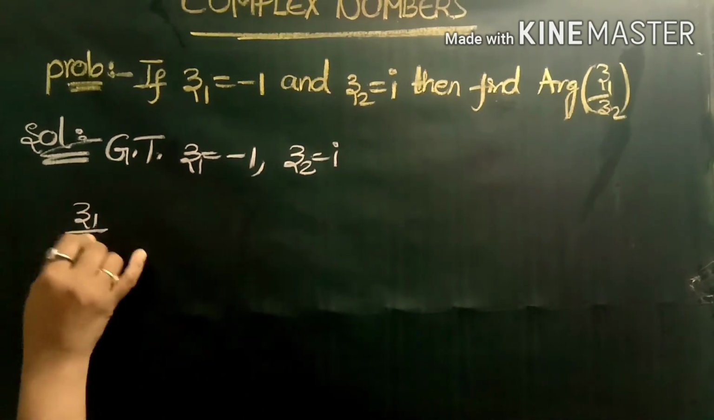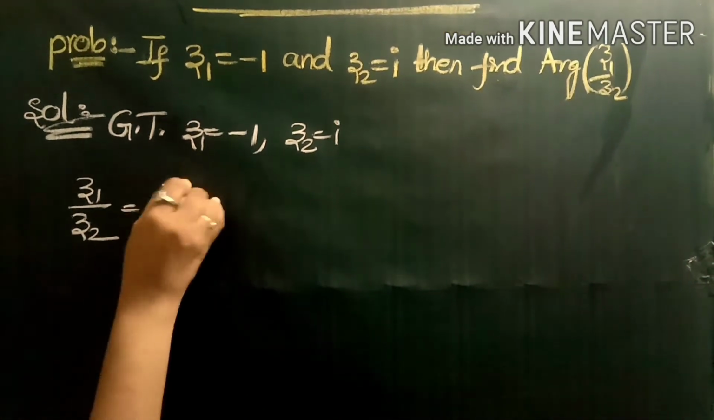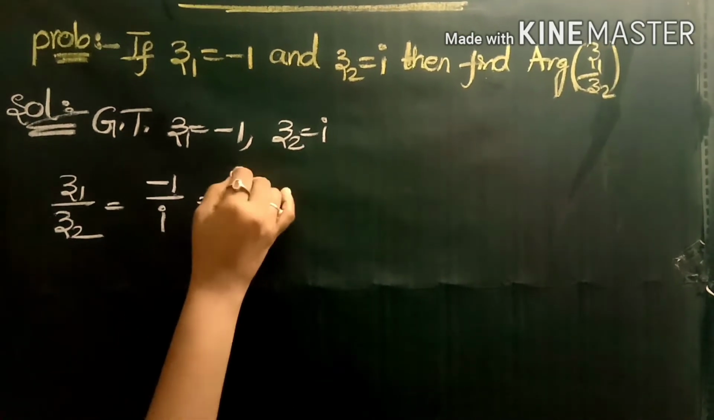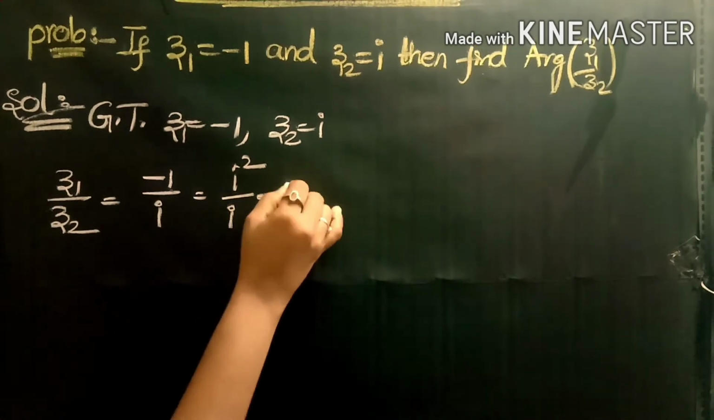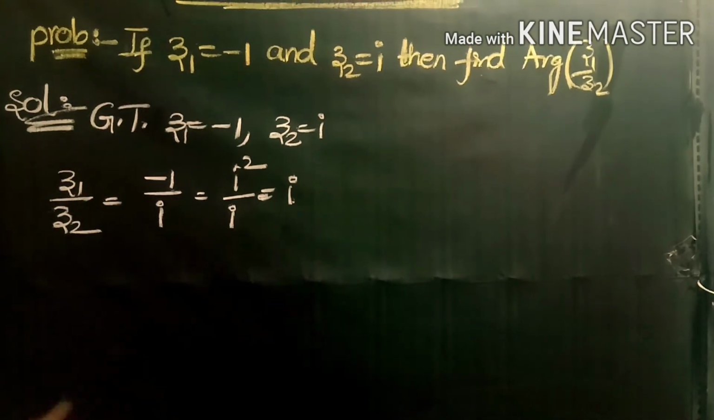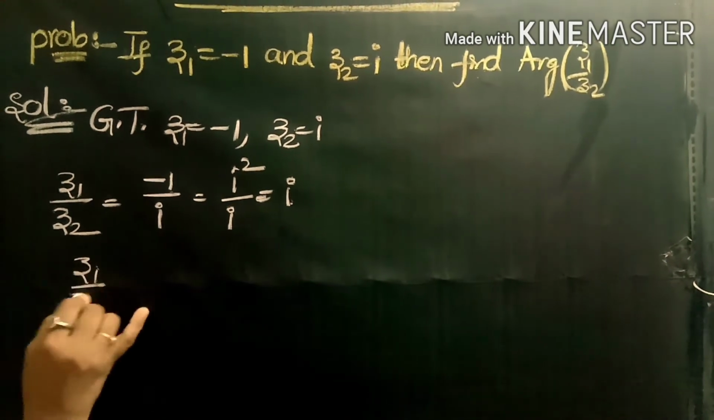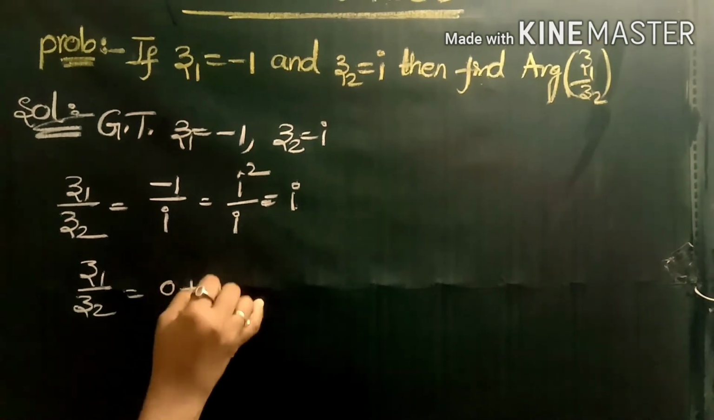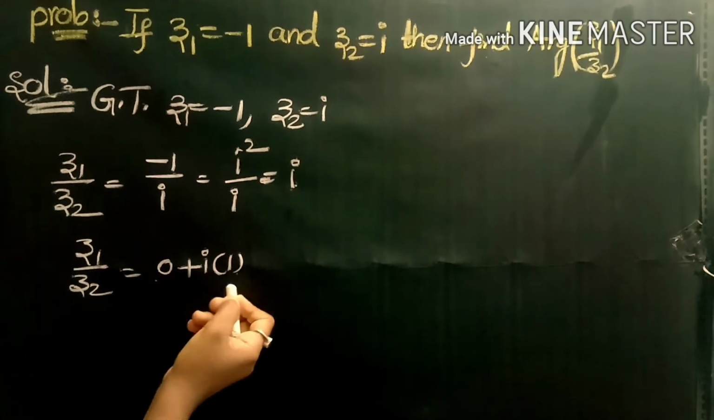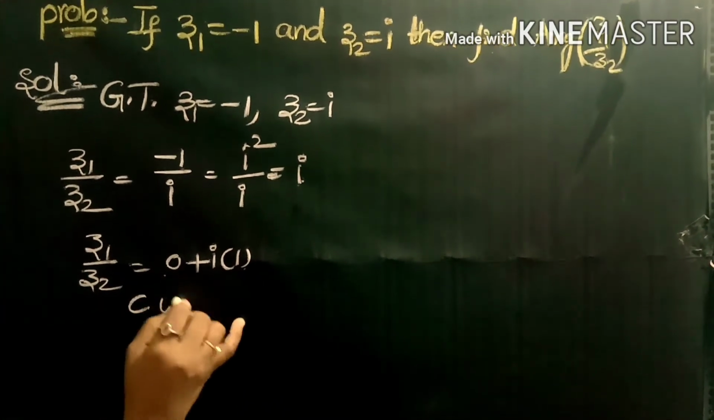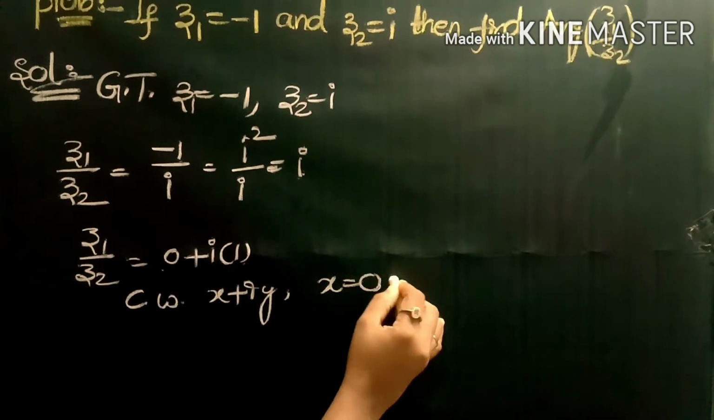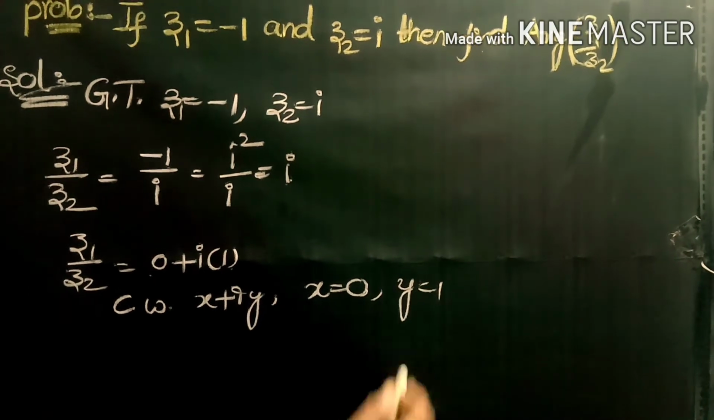Now first we take the value of z1 by z2. z1 by z2 is equal to minus 1 by i. But what is minus 1? It is i squared. So i squared by i is equal to i. Therefore the value of z1 by z2 is i, which can be taken as 0 plus i into 1, in the form of x plus iy. Now compare with x plus iy. The values of x, y are x is equal to 0 and y is equal to 1.